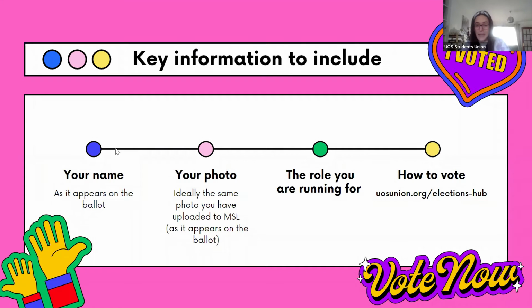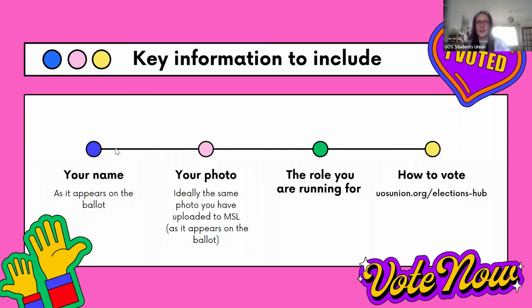Your photo, if you can, check the picture that you have on MSL, the picture that's going to appear on the ballot when people go to vote. And if you can use the same one, that will be even easier for some voters who might have seen your promotional material somewhere, but maybe didn't remember your name. And now they see and recognize you and they go, oh yeah, that's this person, I'm going to vote for them. So this is just in an ideal world. If you can have the same photo, that's great. If not, just a photo of you. Just have a photo there.